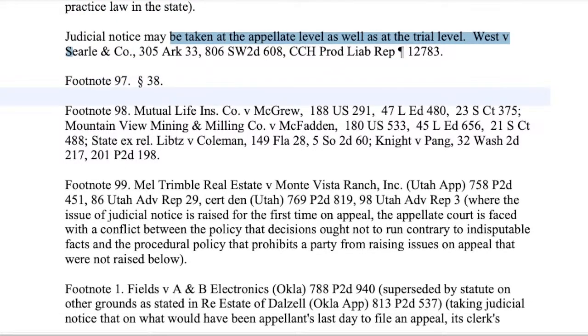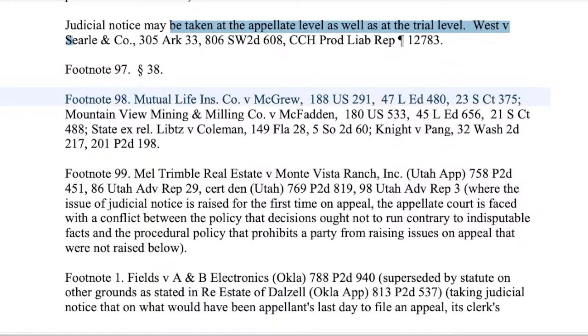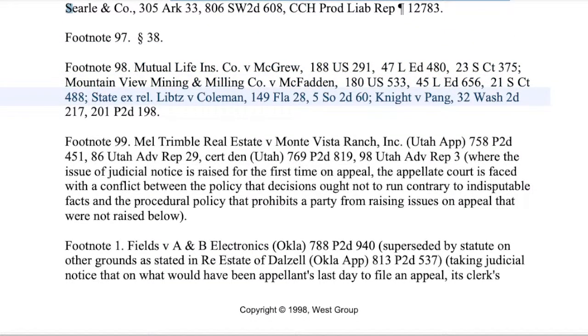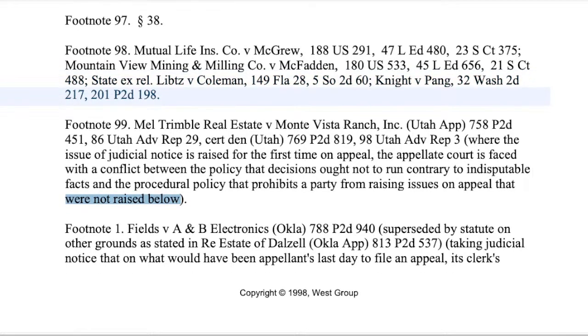And of course, as we saw there, it's not a good idea to proceed if you haven't exhausted at least the trial level. Where the issue of judicial notice is raised for the first time on appeal, the appellate court is faced with a conflict between the policy that decisions ought not to run contrary to indisputable facts and the procedural policy that prohibits a party from raising issues on appeal that were not raised below. Okay, that's a nice distinction right there.